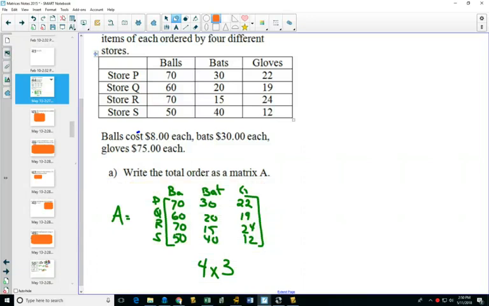And so what we'll do now for our matrix is we'll put the numbers in, and I'm also going to add some labels just so I can sort of remember what things stood for. So this is P, Q, R, and S, and B, A for balls.